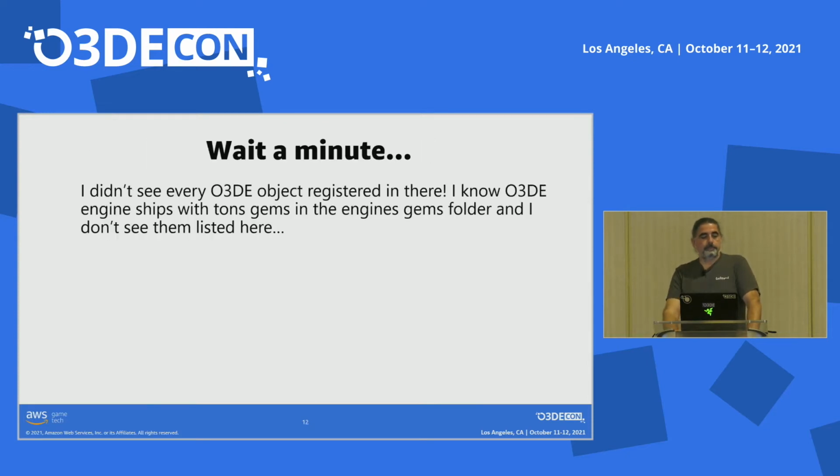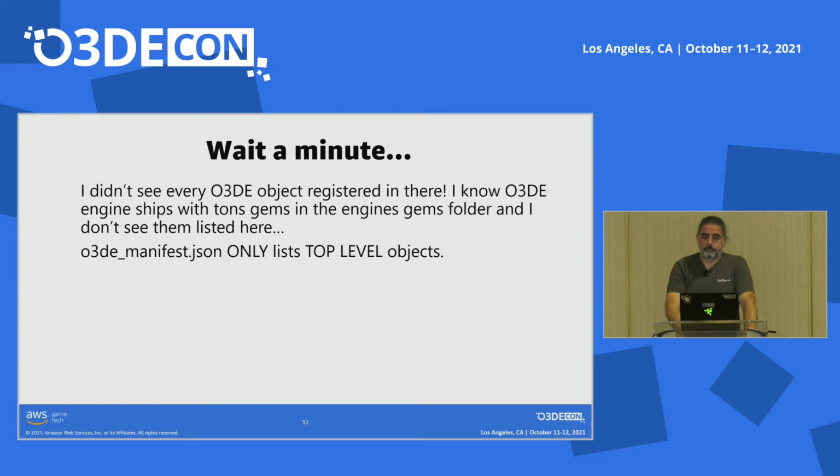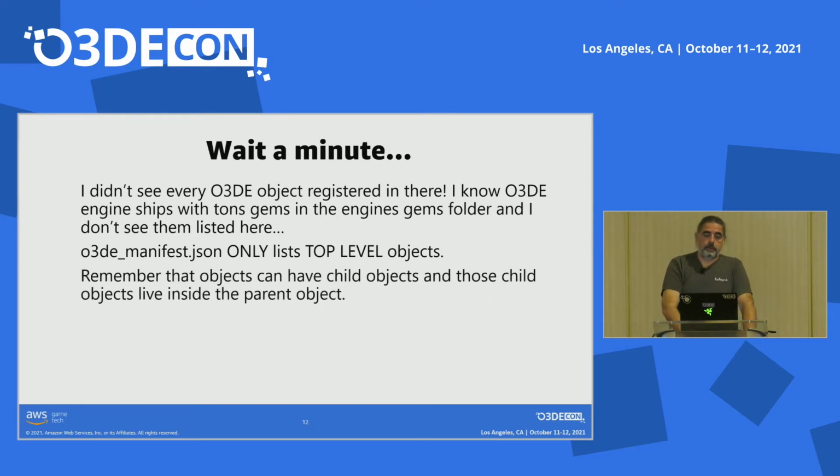All right, wait a minute. I don't see all the objects registered in here. I know that the engine ships with a whole bunch of gems. There's got to be 30, 40 of them in there. So where are they? As I said before, the O3D manifest JSON only lists the top level objects. And I also said that objects can have children.